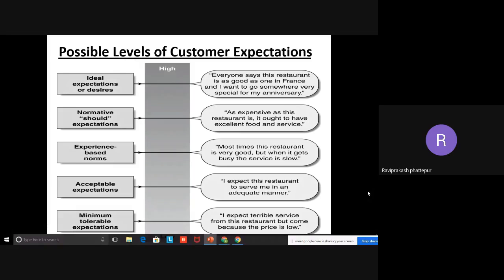So these are your ideal expectations. That means they should blow your mind. There should be something exceptional that needs to be happening in that particular restaurant. Okay.